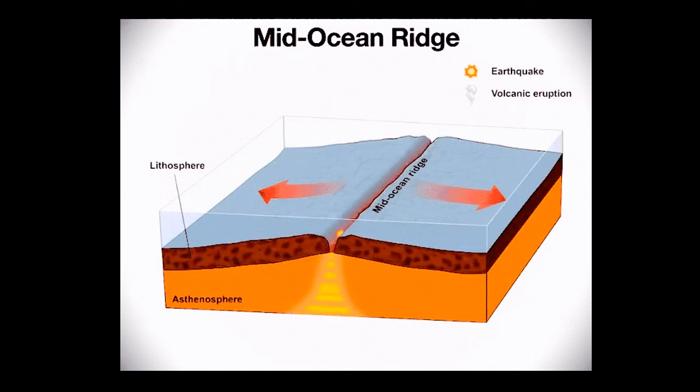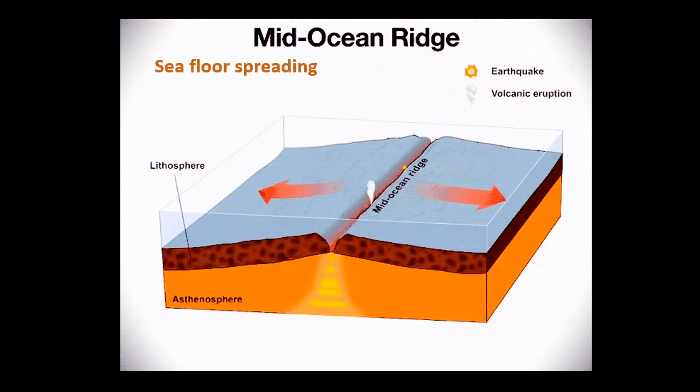Something important to note here is that the younger rock will always be found near the ridge, because that's where the magma is cooling to form new rock. As you get further from the ridge, the rock age increases. This proves that the rock is diverging. This phenomenon is called seafloor spreading, and it became a key evidence supporting the theory of plate tectonics.